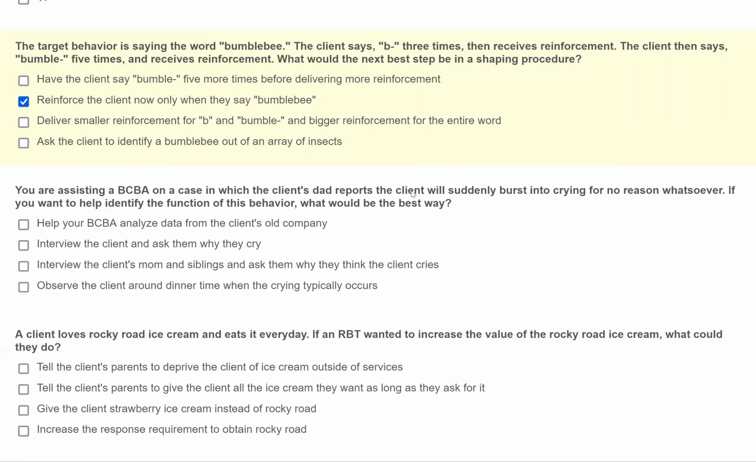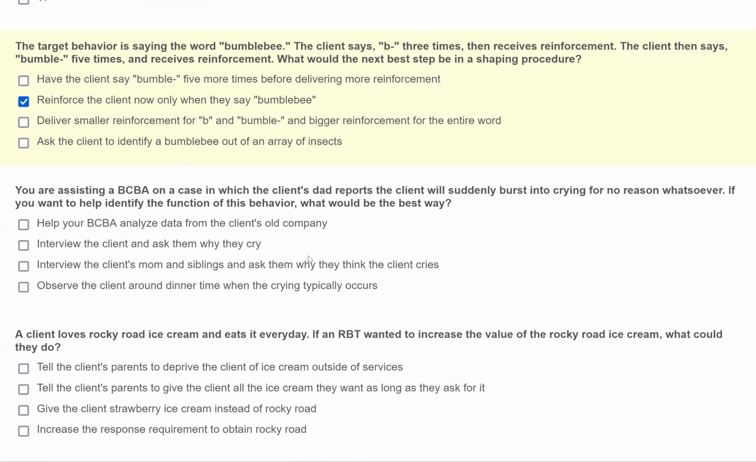Just looking at charts is not going to give us enough information to definitively say the function. B, interview the client and ask them why they cry. Now, realistically, how many clients will actually be able to tell us why something happens?